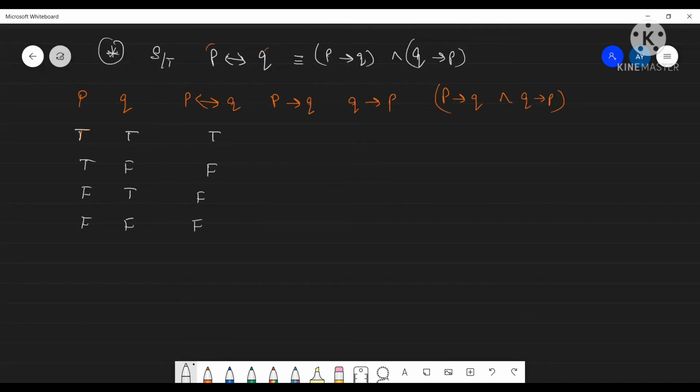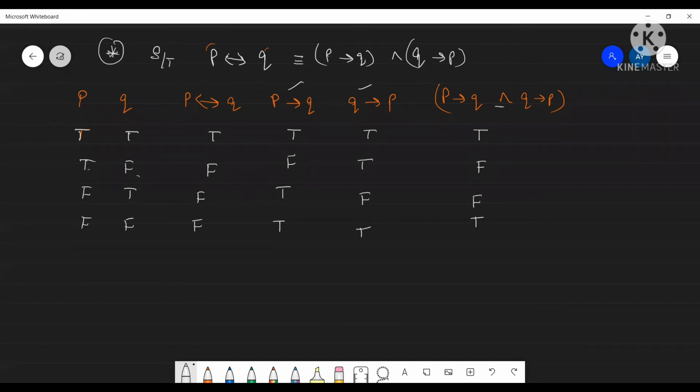And what is P implies Q? If you have first true and then false, the element is false. Otherwise, the rest of the things are true. Then what is Q implies P? Same thing: true, true, false, and true. Now we have to take the AND condition between this column and this column. So what is that? You'll have true, false, false, and true.